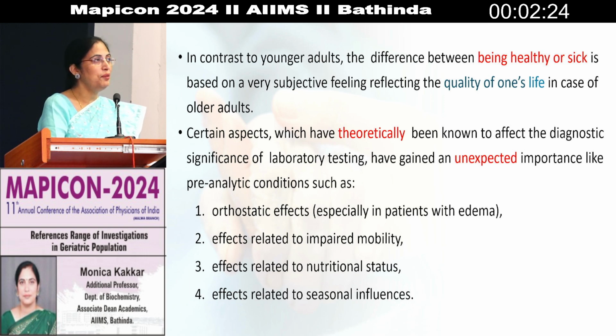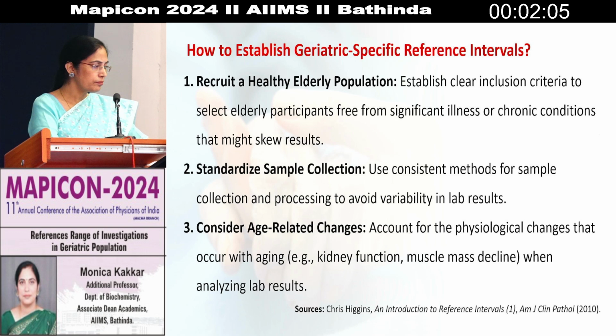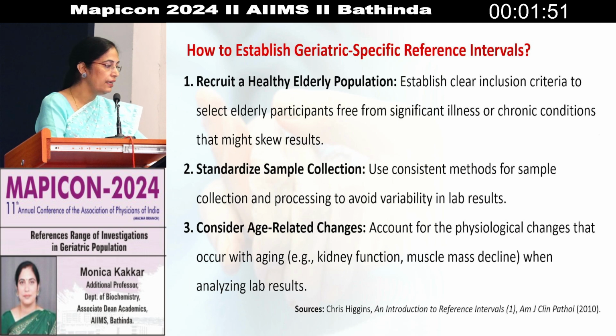And then, theoretically, things that are not important otherwise become important in the case of the geriatric population. That is the contribution made by impaired mobility, nutritional status, and seasonal influences. They have a significant role in the geriatric population, whereas they may not have as much in younger adults. What we can do is recruit healthy individuals, clearly marking the inclusion-exclusion criteria, and standardize the sample collection protocols just to avoid all the pre-analytical errors.